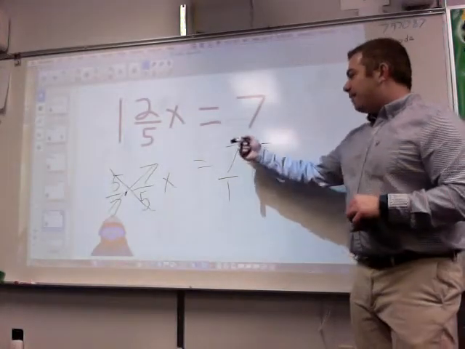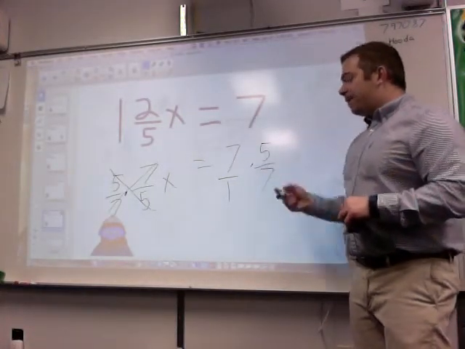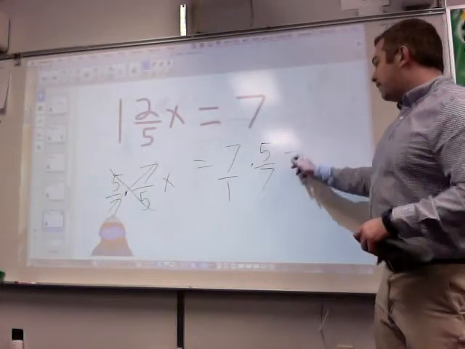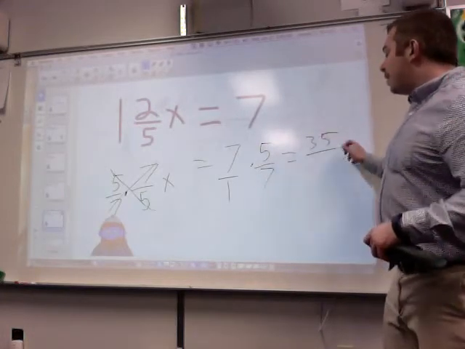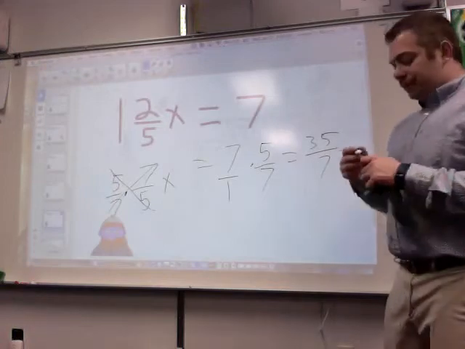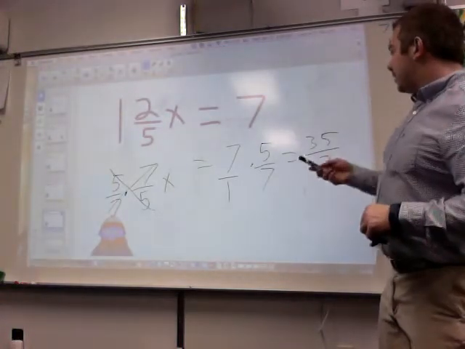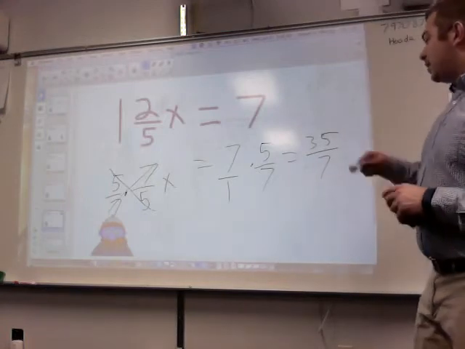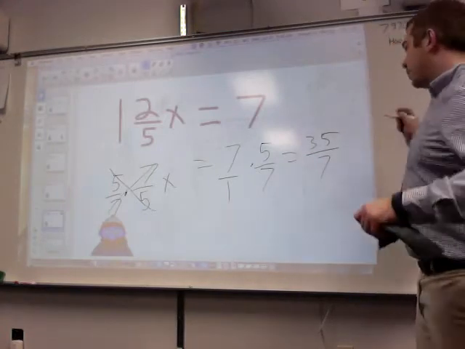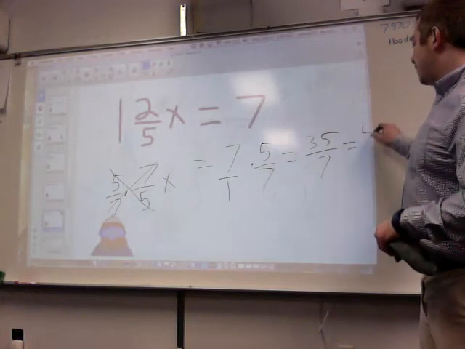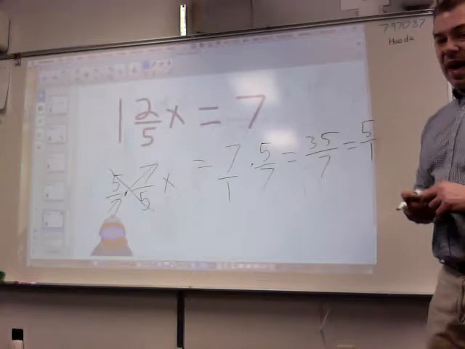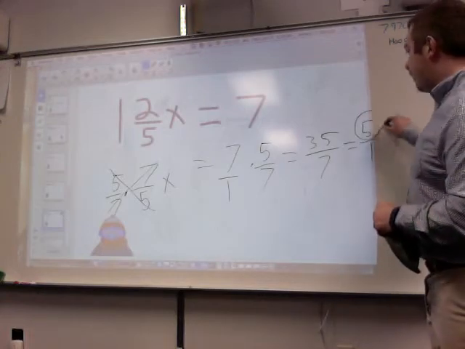Now, I have to multiply my 7 by my 5 over 7. Same thing on both sides because it's an equation. 7 times 5 is 35. 1 times 7 is 7. So x equals 35 over 7, but we could simplify it. 7 goes into 35 5 times. 7 goes into itself once. So the answer is 5 over 1, which is simply just 5.